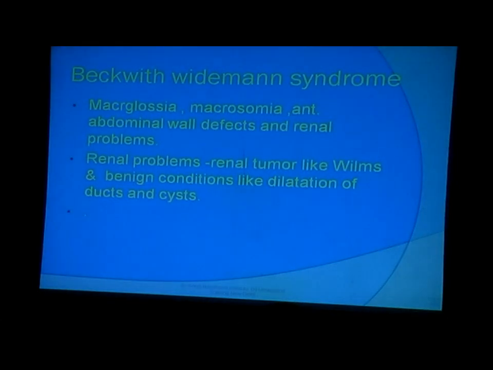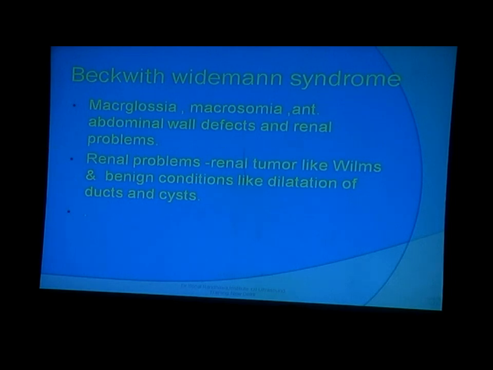Then there is a condition called Beckwith-Wiedemann syndrome. The spelling has gone a little wrong, W-I-E-D-E-M-A-N-N. There is macroglossia, there is macrosomia, there is anterior abdominal wall defect and renal problems. Now obviously you will come across this case more antenatally nowadays rather than postnatally.